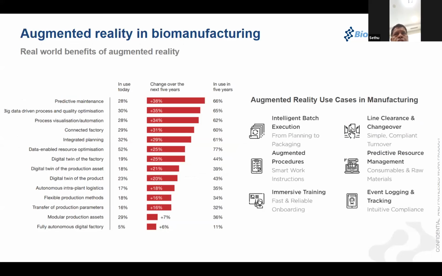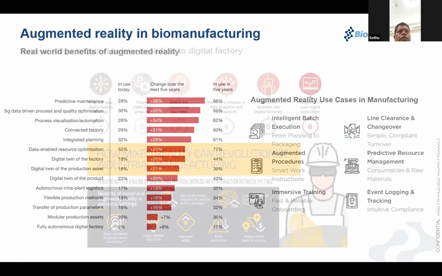Some of those things have augmented intelligent batch execution, line clearance and changeover. You also find the augmented procedures, predictive response, and also immersive training and event logging. So all these are happening at a much faster pace and enable us to get this in. So what does the reality look like? If you find the next slide, what is going to be the augment?